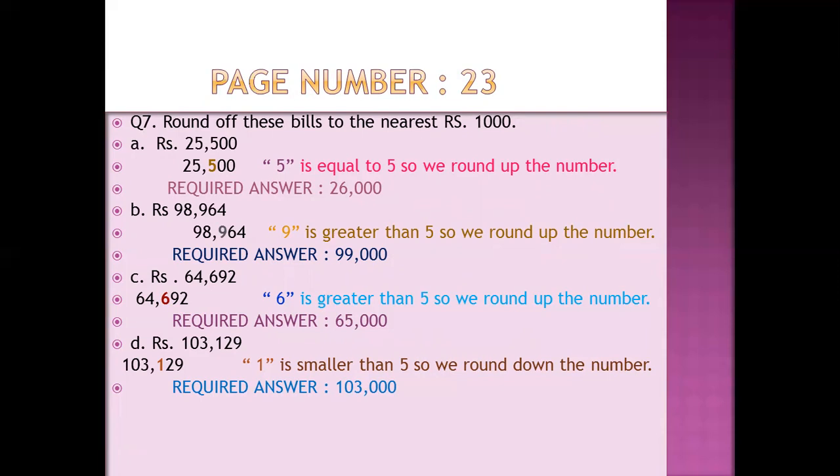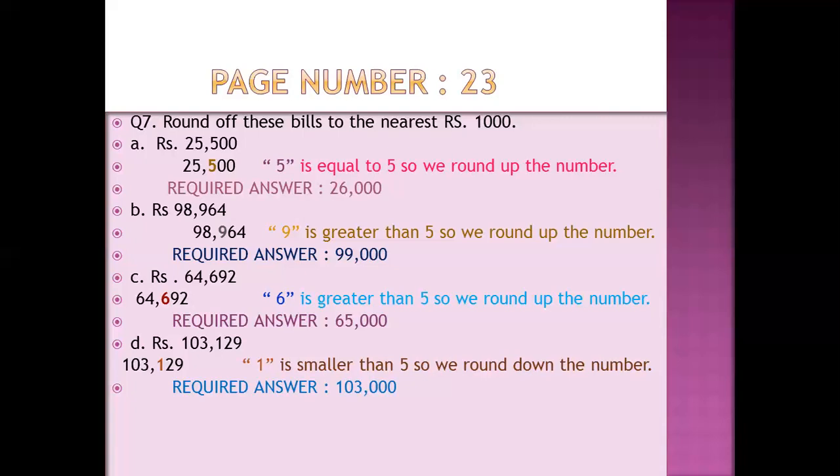On part B, 98,964. 9 lies on the 100 place and 9 is greater than 5, so we round up our number and our answer will become 99,000. You see that I colored the digit which lies on the 100 place.